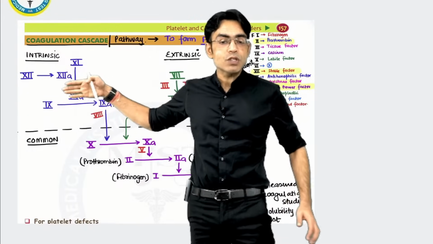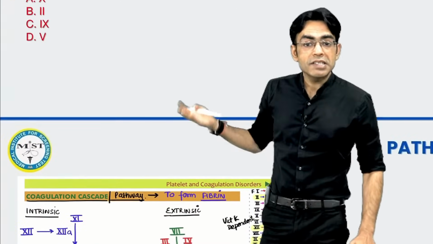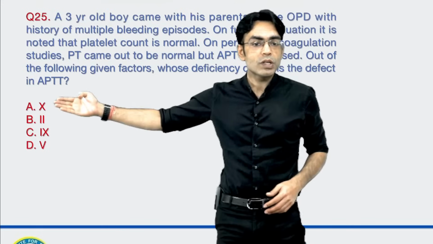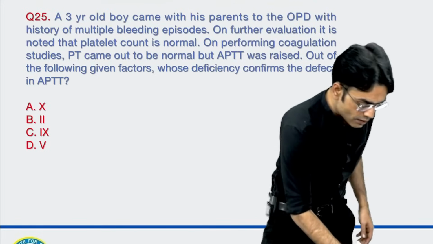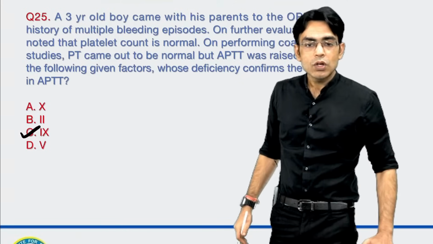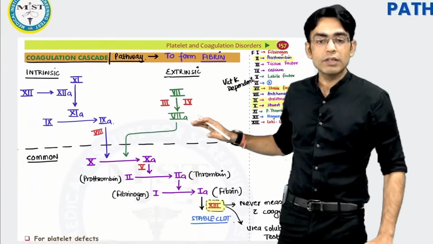Now out of these, which one is given over there? Which are the intrinsic factors? 12, 11, 9 and 8. Which is given? 9. So the correct answer is 9. Simple. Okay. This is how you solve this question.